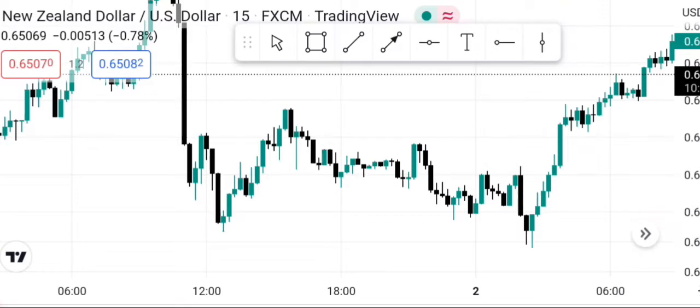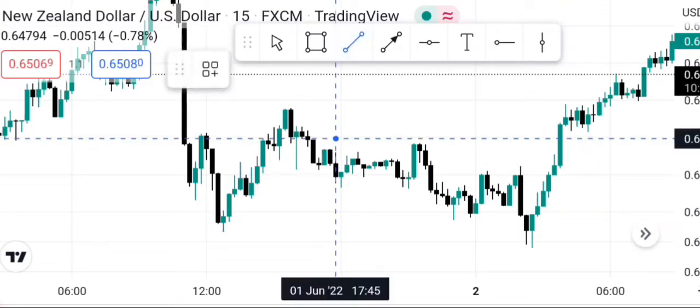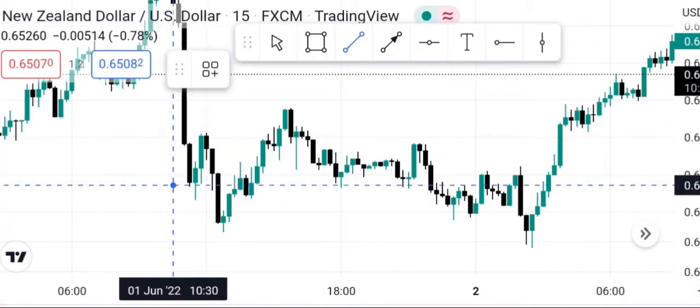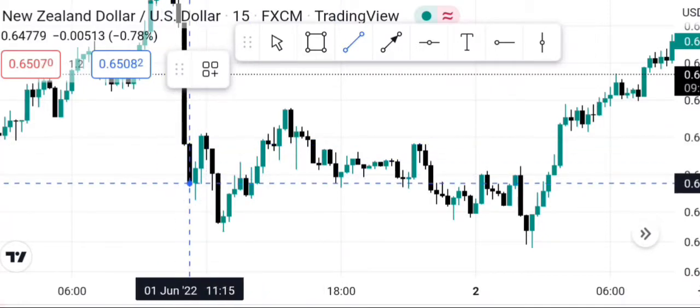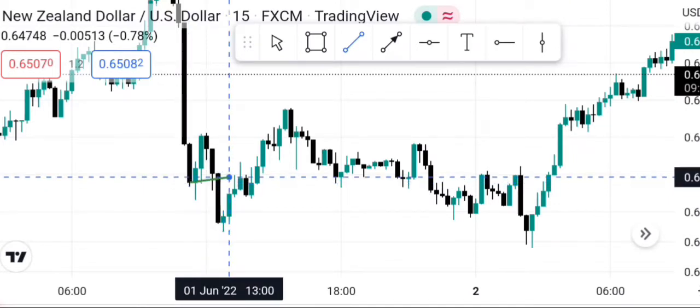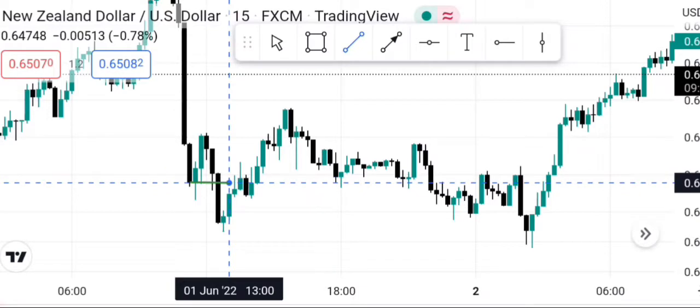Now guys, let's take note of this first low that was created here, this first low right here. That is a low as well. It's a very nice low. I'm marking that out with my trend line.